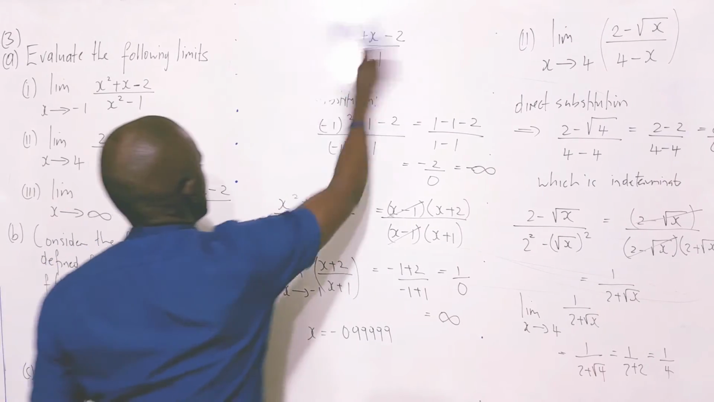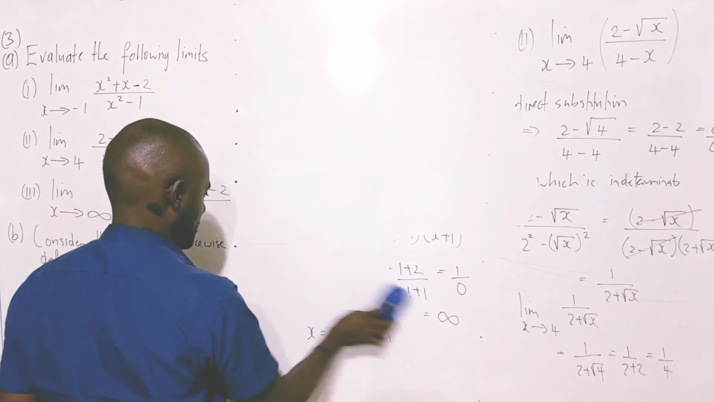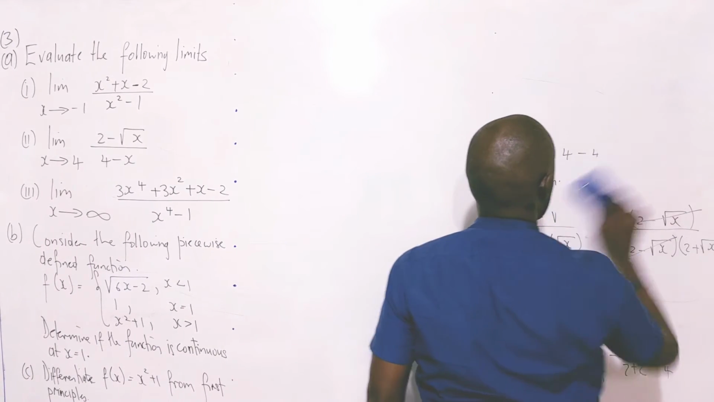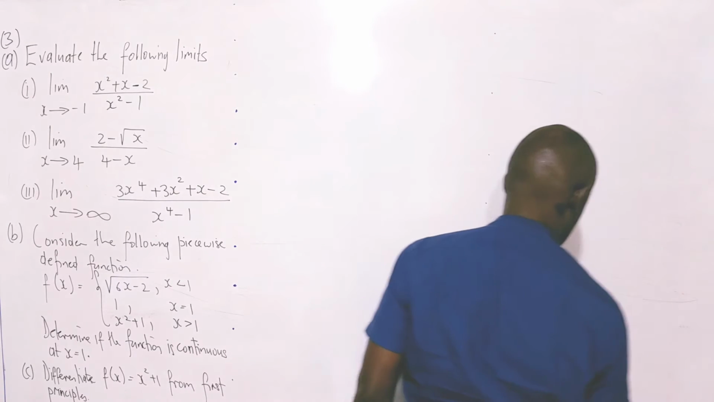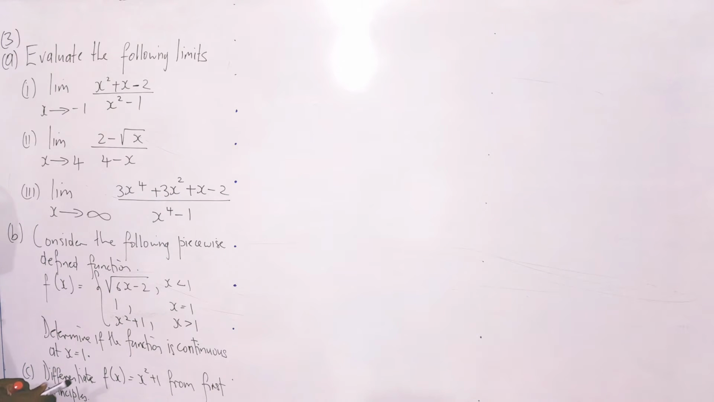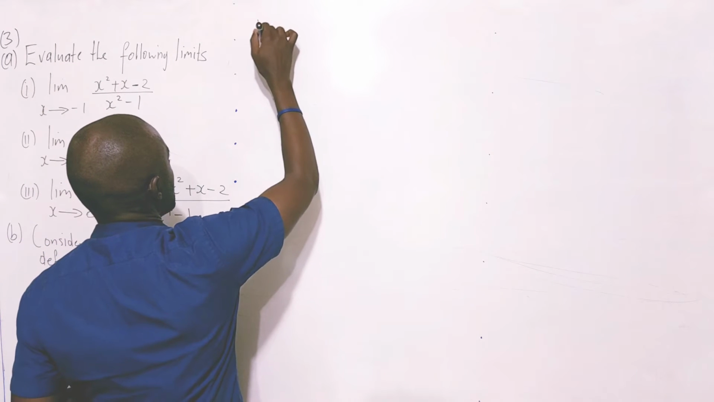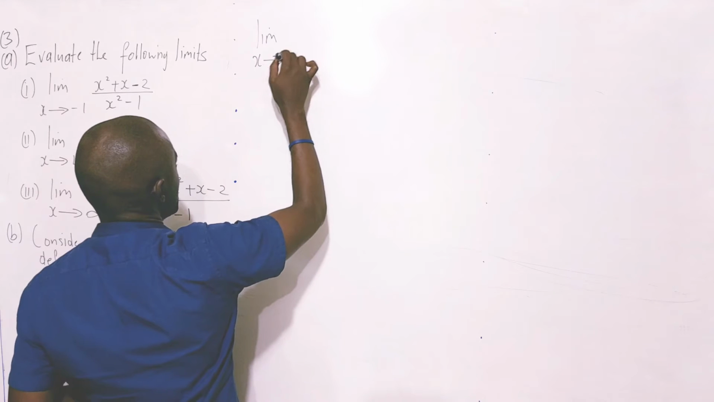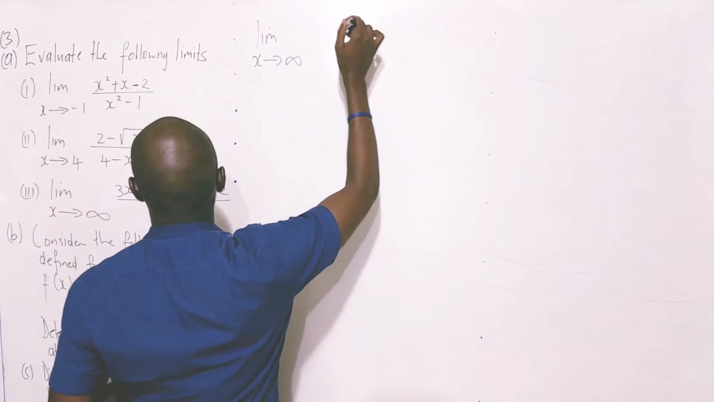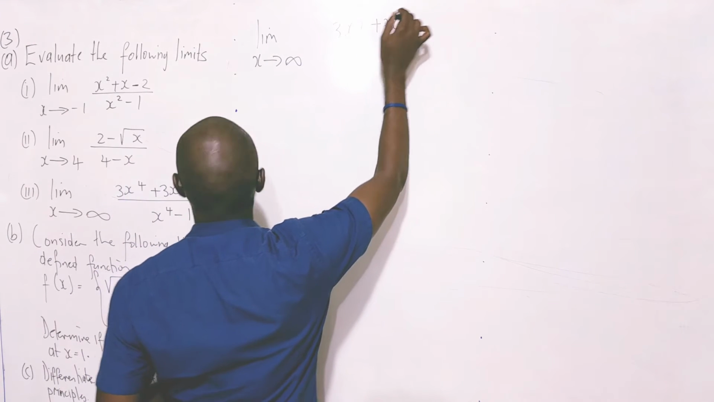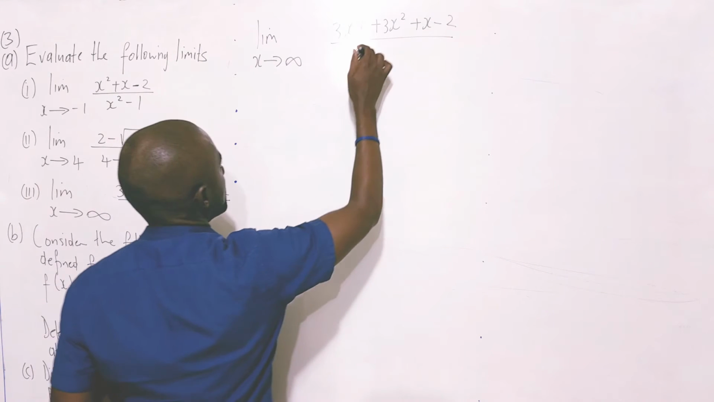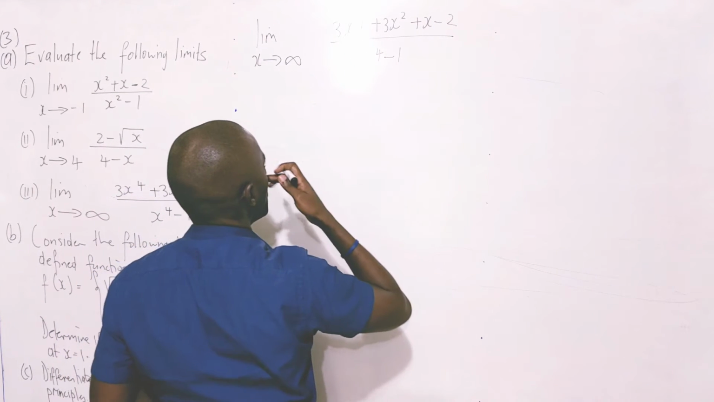Now let's do part 3. So part 3 involves limit to infinity. So the limit as x approaches infinity of 3x to the 4th plus 3x squared plus x minus 2 all over x to the 4th minus 1.